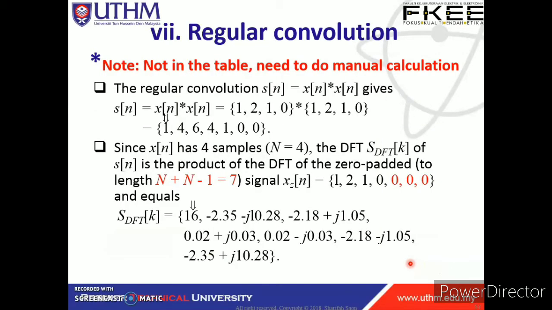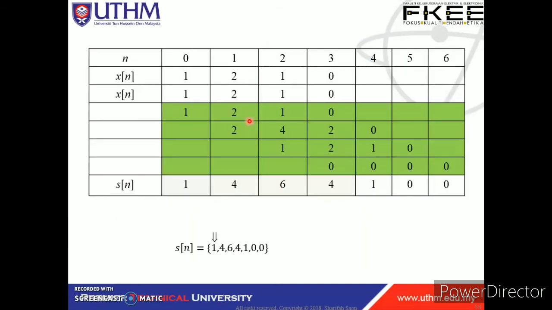Okay, next is the question regarding the regular convolution. For the regular convolution, s[n] equals the convolution of x[n] with x[n]. For the convolution we need to use an appropriate method: you can use the sum by column method or the polynomial sliding strip. So you can choose your method.